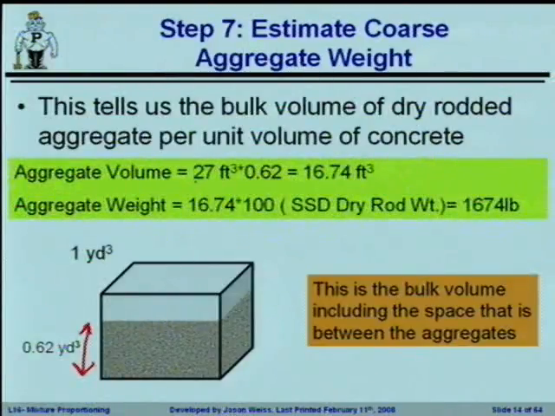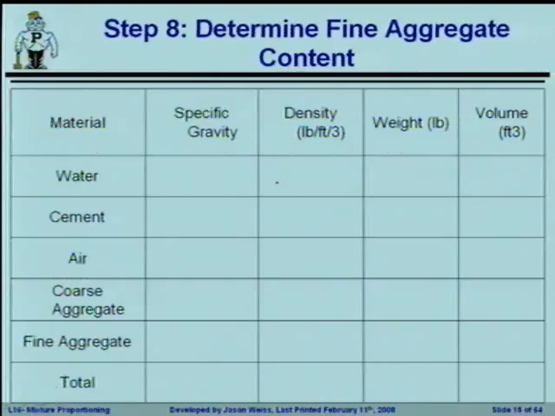And we could go through now and figure out that if each yard is 27 cubic feet times 0.62, we would have 16.74 cubic feet of aggregate in each cubic yard. We would multiply that by our dry rodded SSD weight, and we would come up with 1674 as our overall weight for our coarse aggregate. Now the next thing that we need to do from here on out is really sort of accounting. We want to do accounting to determine our amount of fine aggregate, and the amount of any sort of moisture adjustment that we would need to do in our overall system.